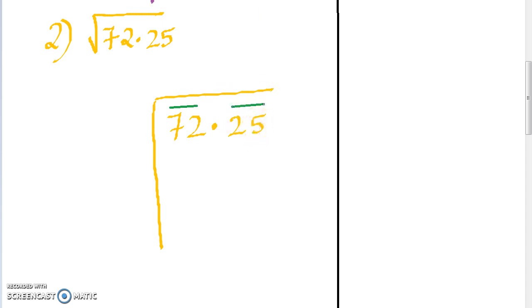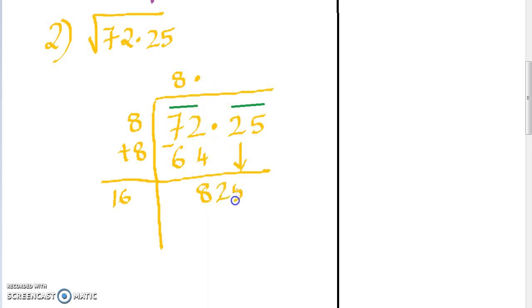Now, the number that I have in the whole number part is 72. That means I need to think about a perfect square which is less than 72. And that is 8 times 8, 64. Let's subtract and we get 8. I need to add the 8 on the left. That gives me 16. I need to bring down 25 as a pair. But before that, I need to shift the decimal place here.